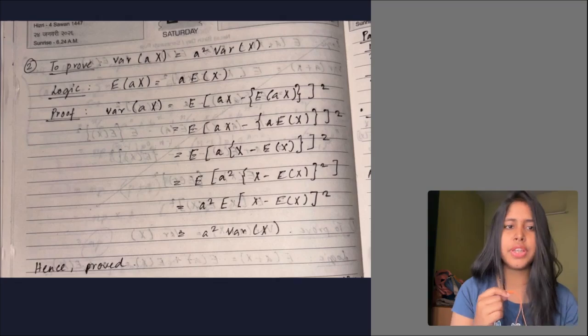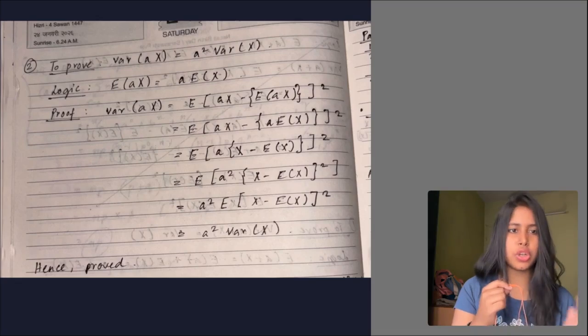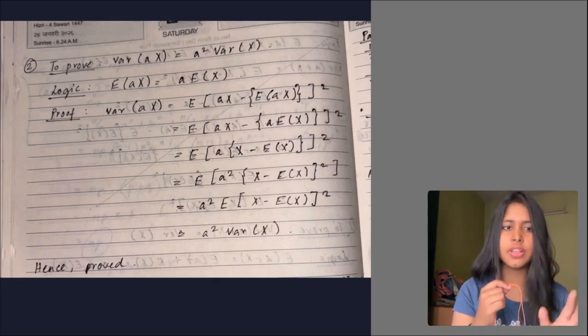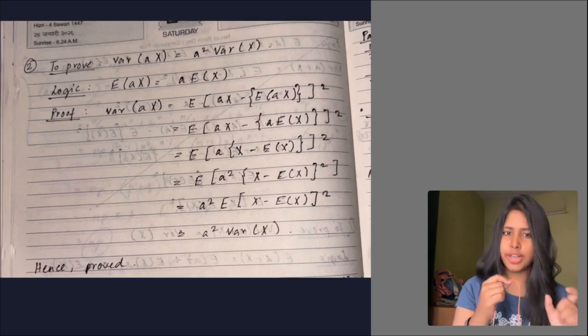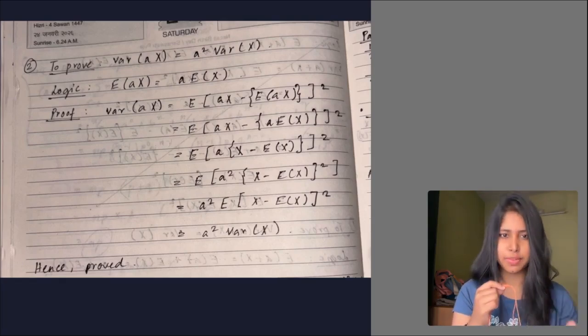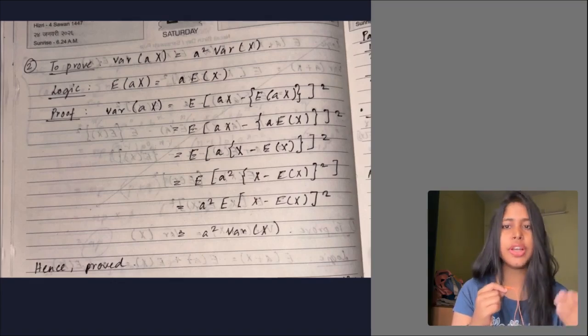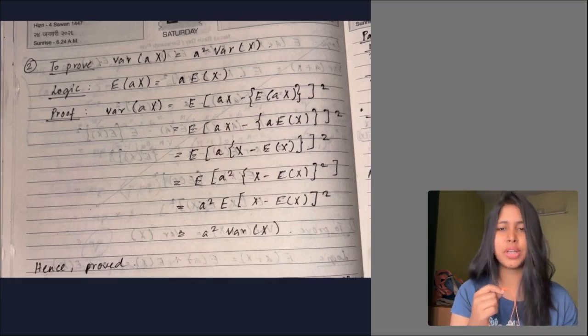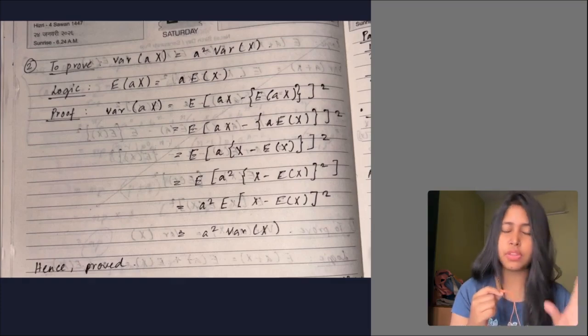Now see, if we factor out the a, taking a as common, then what do we get? Expectation of a times x minus expectation of x, whole square. Now if we square it out, we get expectation of a square times x minus expectation of x, whole square, right? And since a square is a constant, we can pull it out too. So we get a square times expectation of x minus expectation of x, whole square, which equals a square times variance of x, right? And it is done. Scaling a random variable scales its variance by the square of the factor. Okay? By the square of the factor.